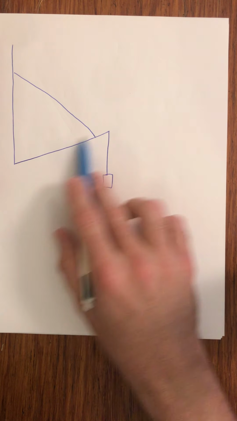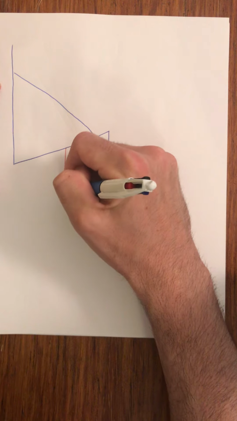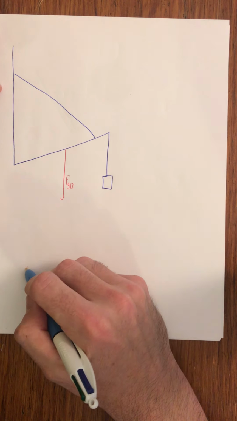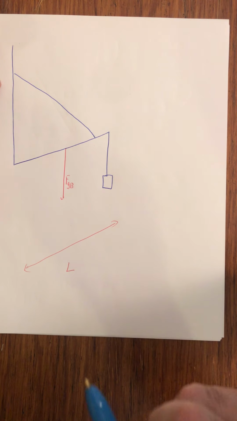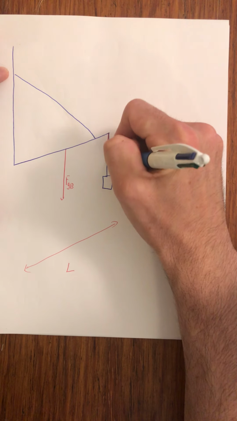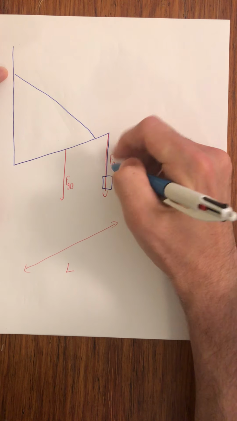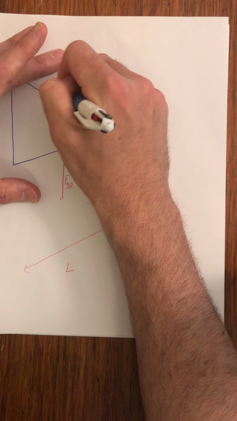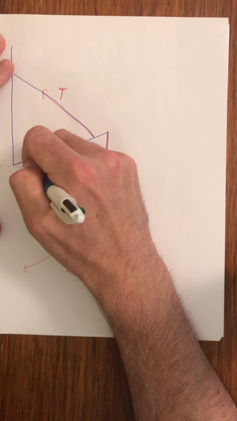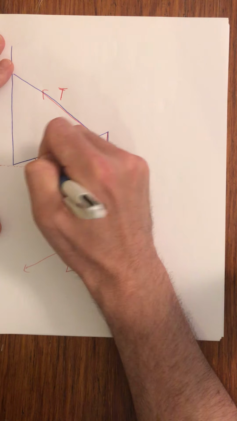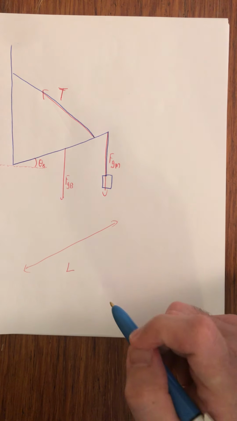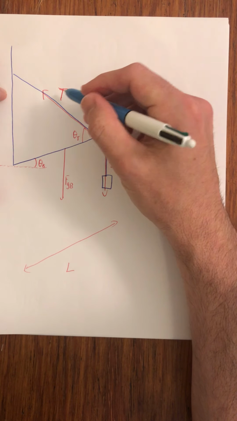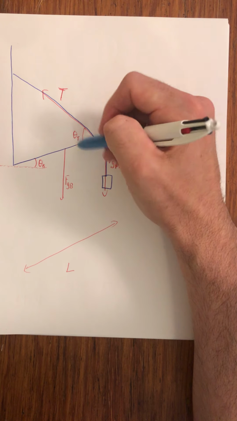Assuming that this is a uniform boom, I'm going to have the weight of the boom acting down halfway. So FGB, there it is. Let's say the boom is L long. And we're going to have the weight of this object, Fg of the mass M. We're going to have a tension acting there. I'm going to draw in some sort of angle there, and call that theta B for theta of the boom. And here is some sort of theta T, which is the angle the tension is making with the boom itself.